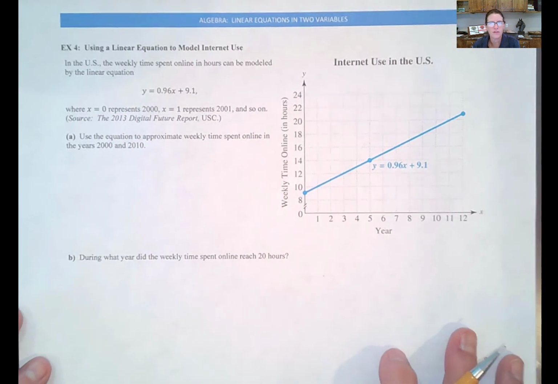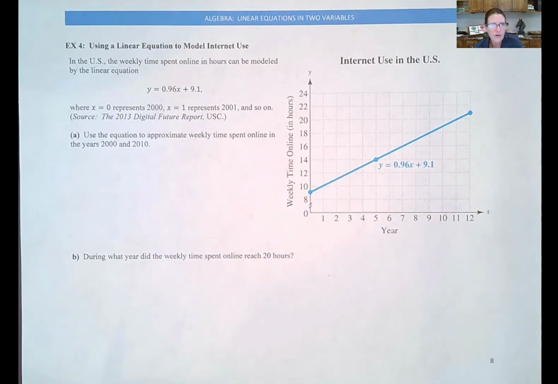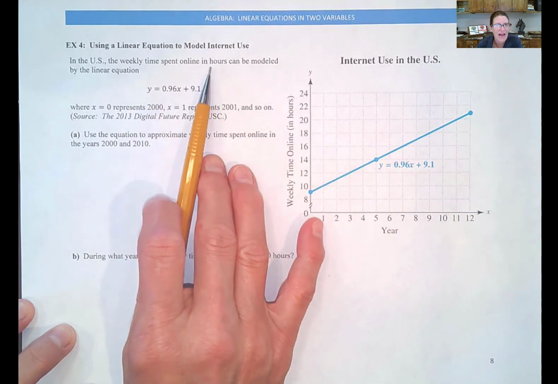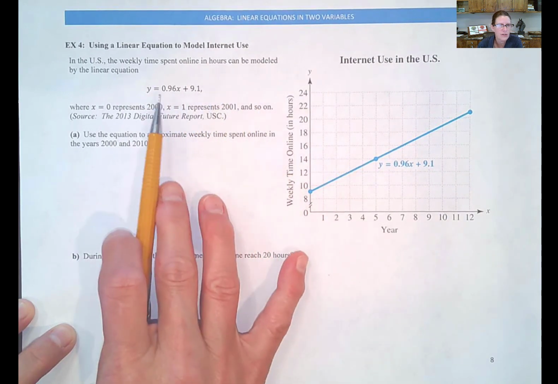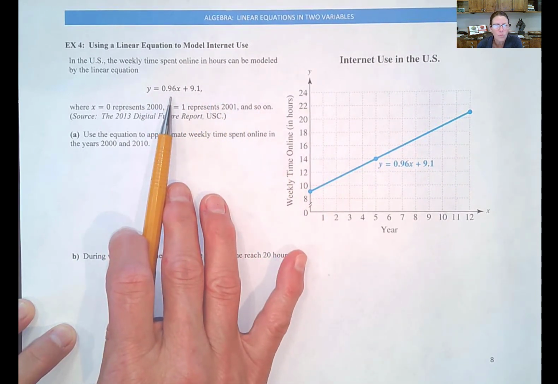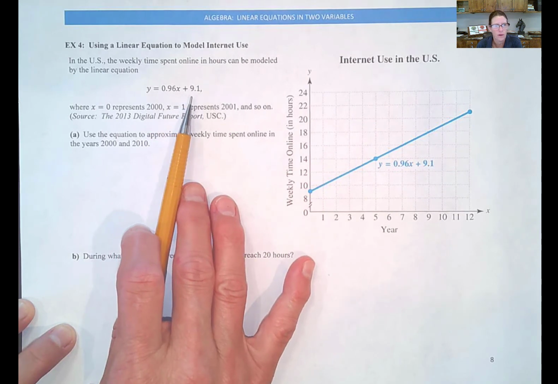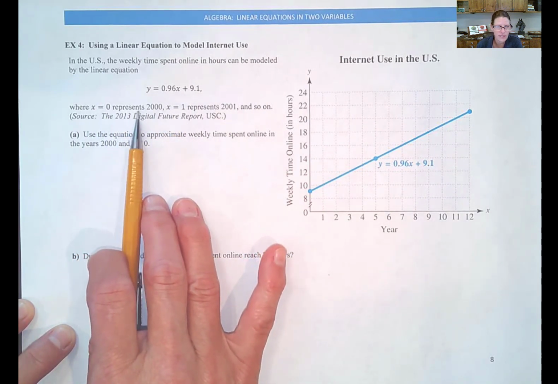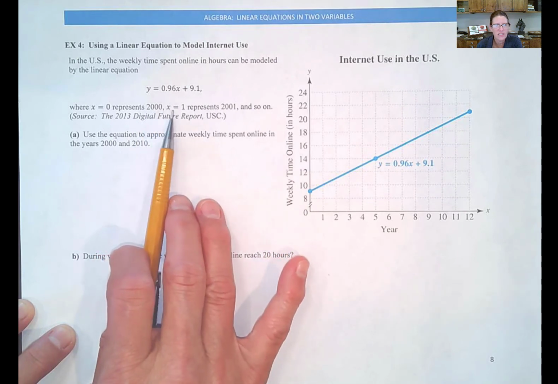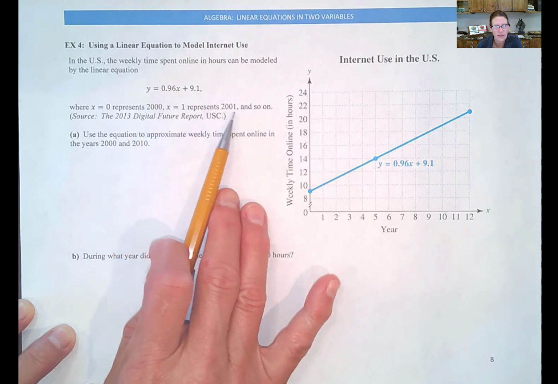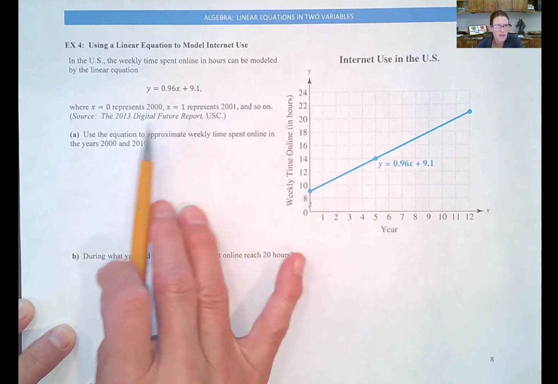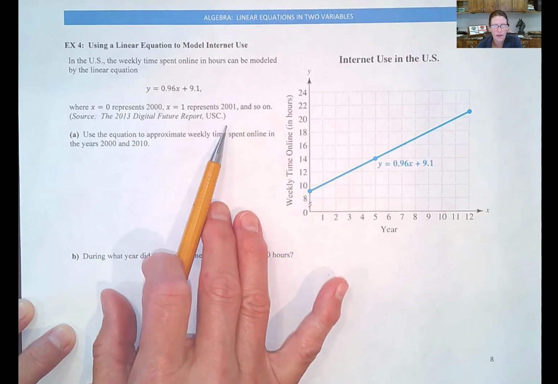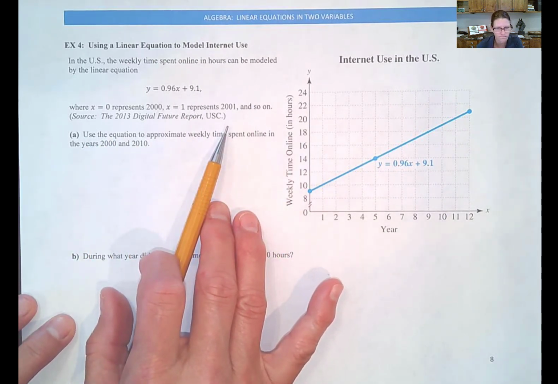Last example for this video, here we go, using a linear equation to model internet use. In the United States, the weekly time spent online in hours can be modeled by the linear equation y equals 0.96x plus 9.1. Here, x equals 0 represents the year 2000, x equals 1 represents 2001, and so on. And we've got our source for the data for this equation.